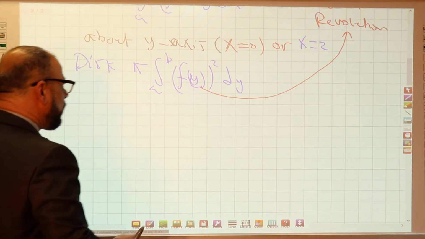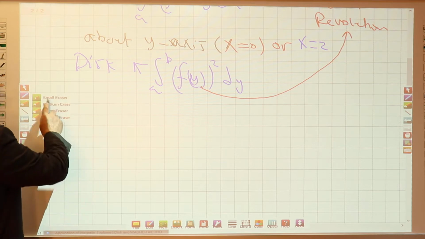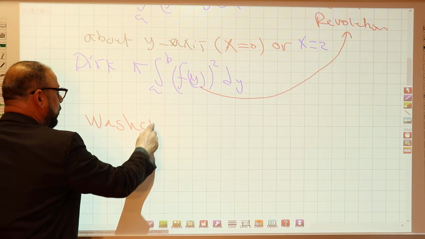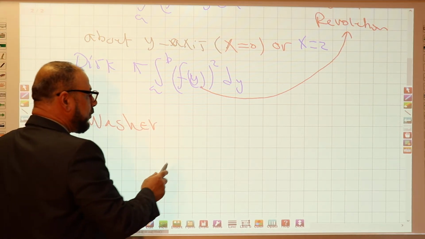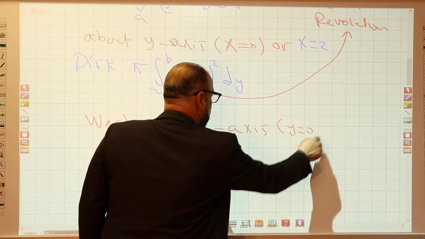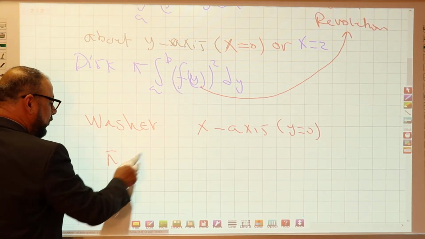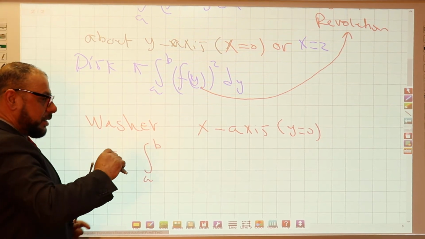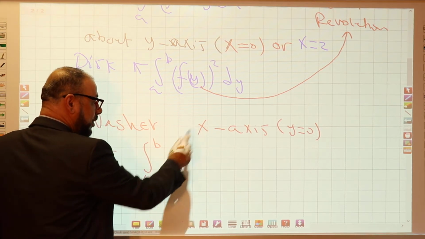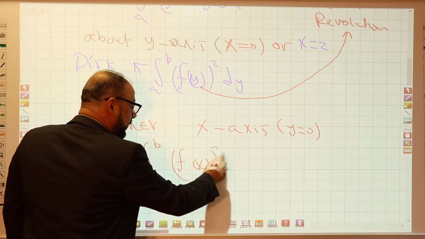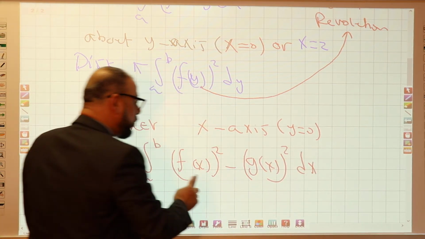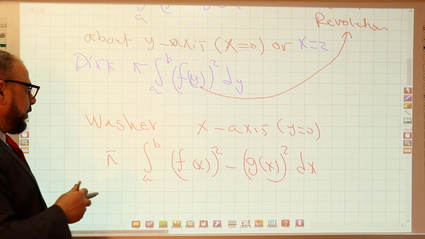Now for the washer, not shell, usually you have two functions. For the washer, some books call it the range, for the x-axis or y equals 0, you have two functions. From a to b, the big radius squared minus the small radius squared: f(x) squared minus g(x) squared. You have to see which one has the bigger radius.